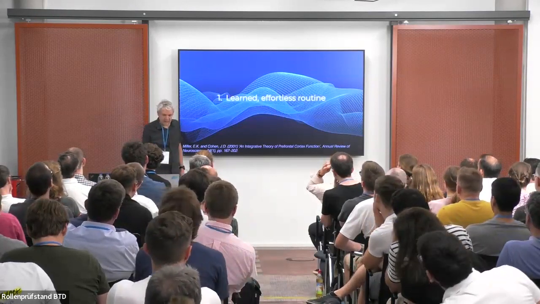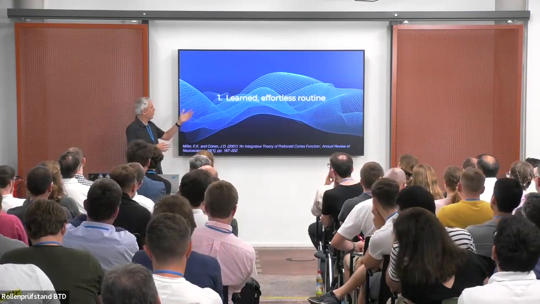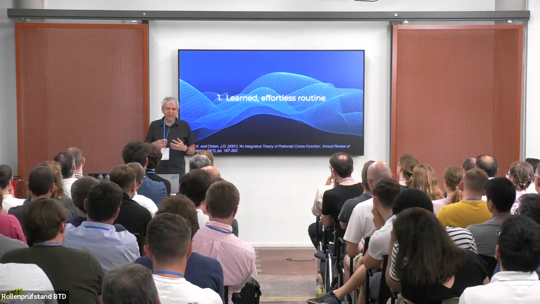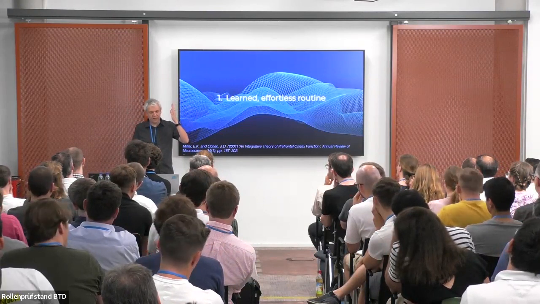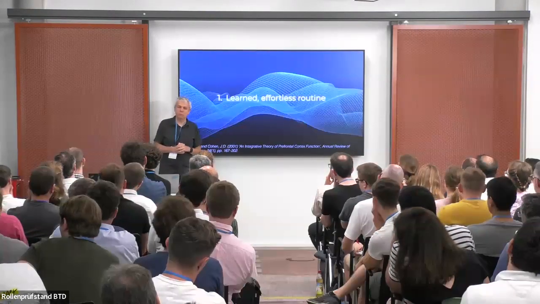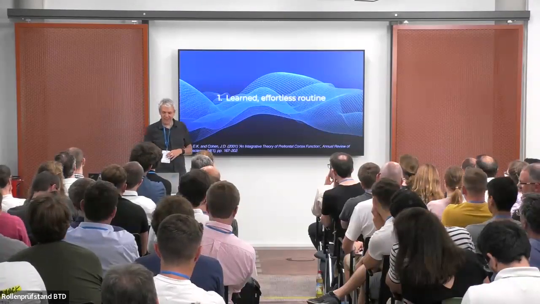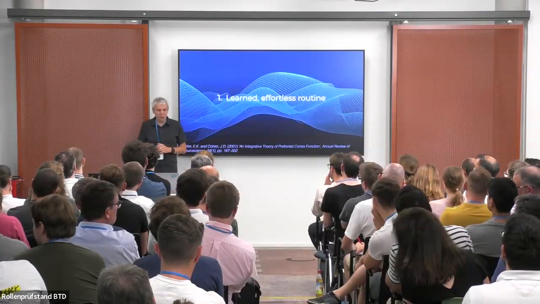Cognitive science tells us that there are two types of cognitive work. The first is learned, effortless routine. This is when you have input, and the input is routed to established neural pathways to achieve a certain goal. So when I close my laptop, for example, I don't need to think about it. How do I do that? There is an established neural pathway to do that.